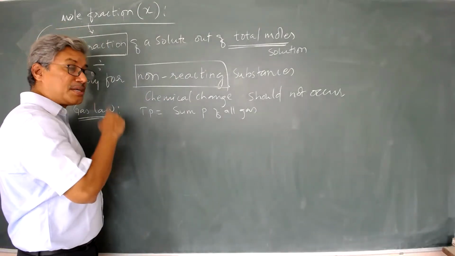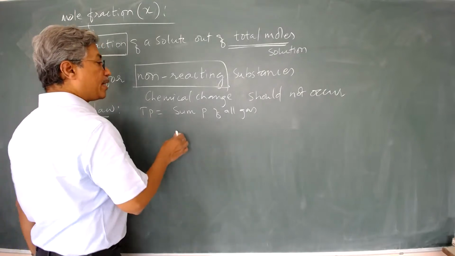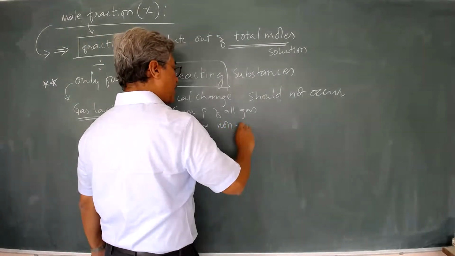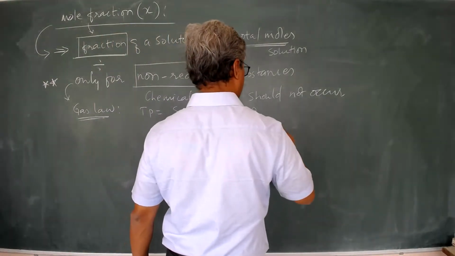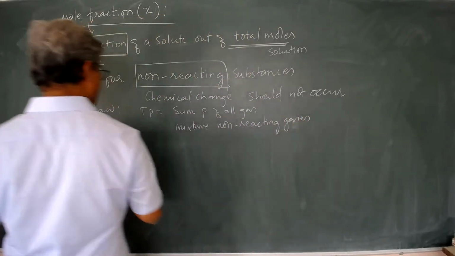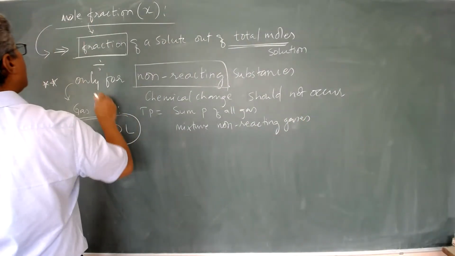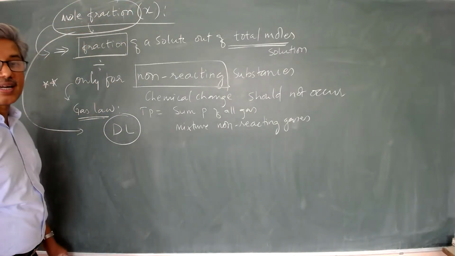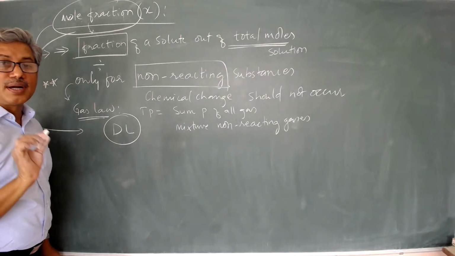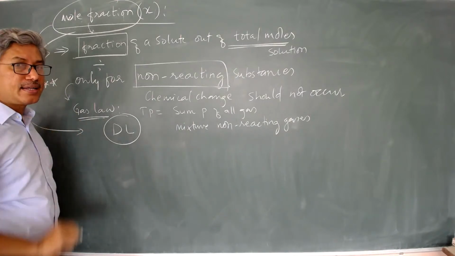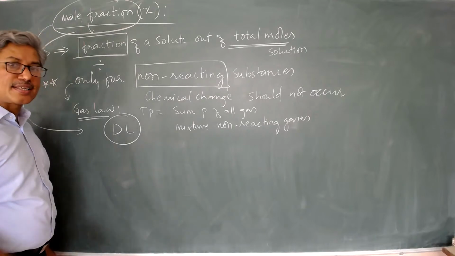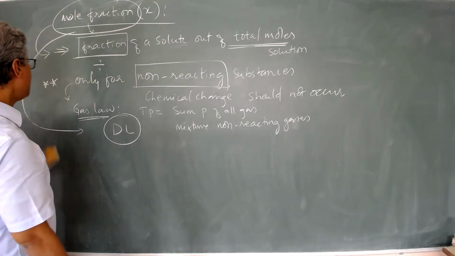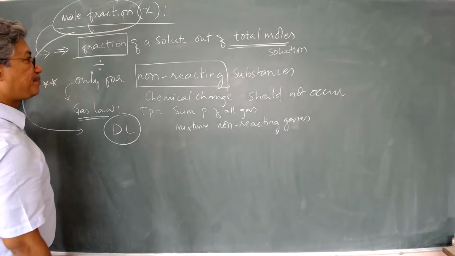That means that Dalton's law of partial pressure also deals with a mixture of gases, a mixture of non-reacting gases. That means Dalton's law and mole fraction have one common feature between them. What is that? Both are applicable for only non-reacting substances or a non-reacting system. Is it clear? Okay. Can it be one of the important points? Yes, it is one of the important points.